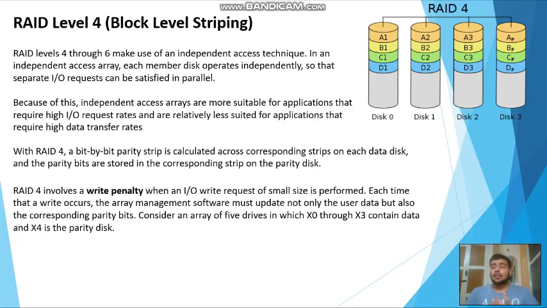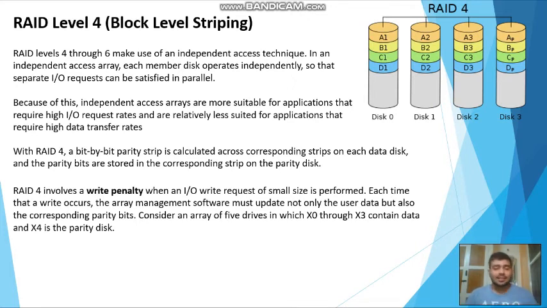But here, RAID level 4 involves a significant write penalty, because each time a write request is performed, you need 2 reads and 2 writes to write to the parity disk, and you have to update that disk over and over again, right? So now let's demonstrate why this is the case, right?